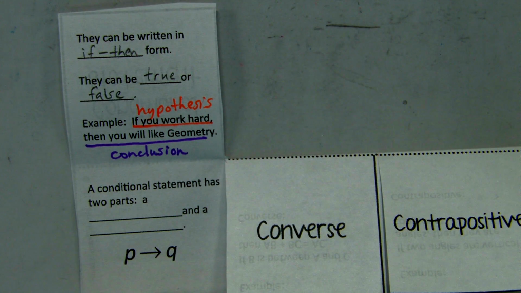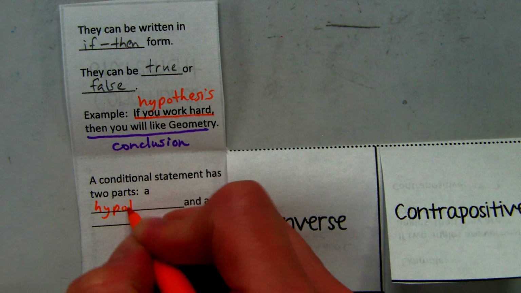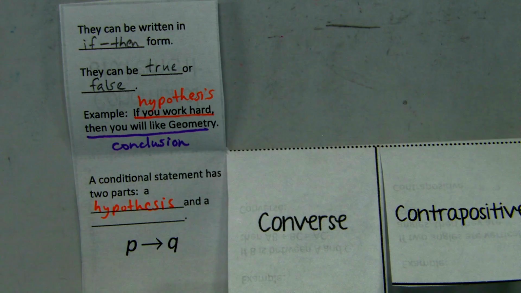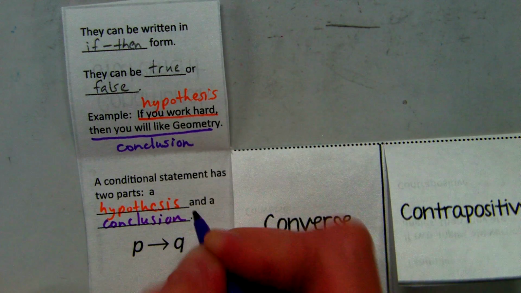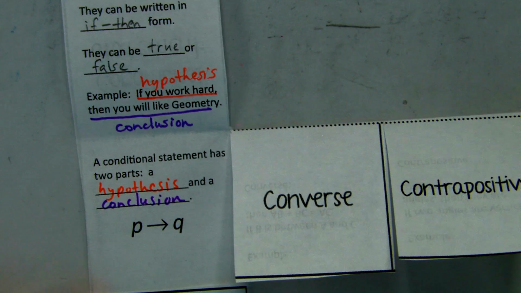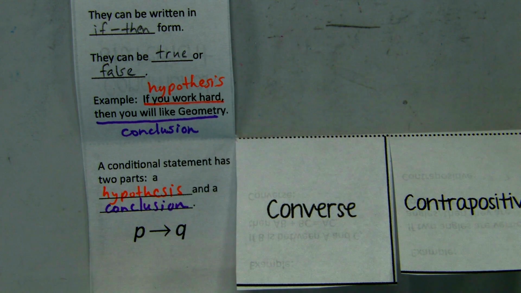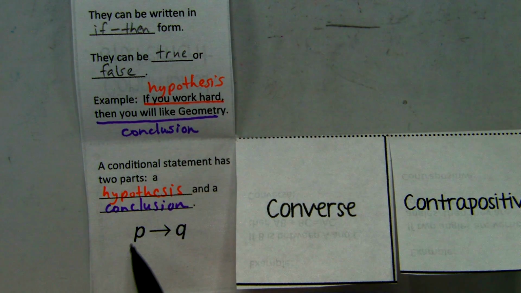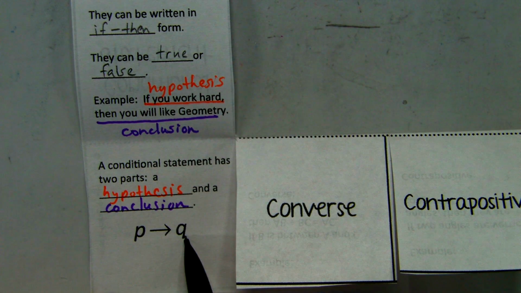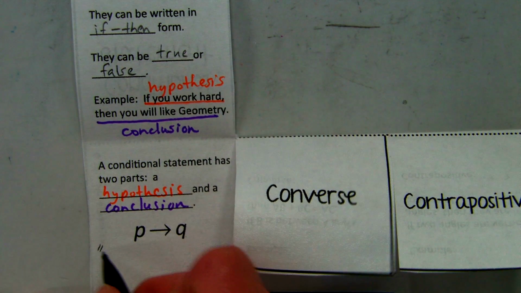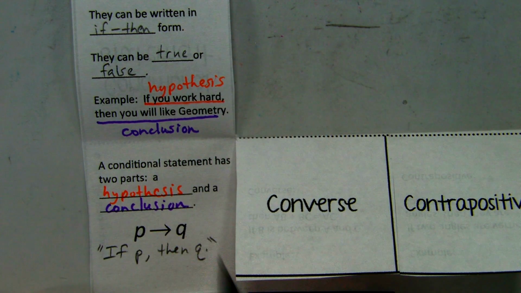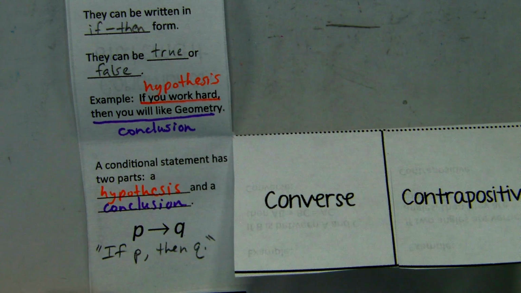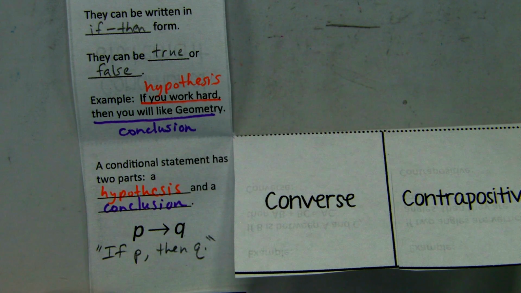And then down here, it gives you a conditional statement has two parts, a hypothesis and a conclusion. There's some notation that's sometimes used for this so that you can keep track of what is what. This one has the P and the arrow and the Q. It's supposed to be a sort of flow chart, and it means if P, then Q. Okay? So pretty straightforward. Alrighty.